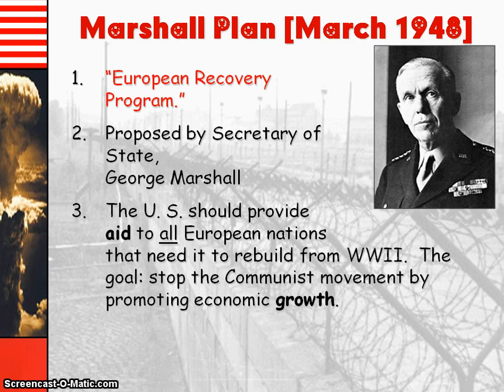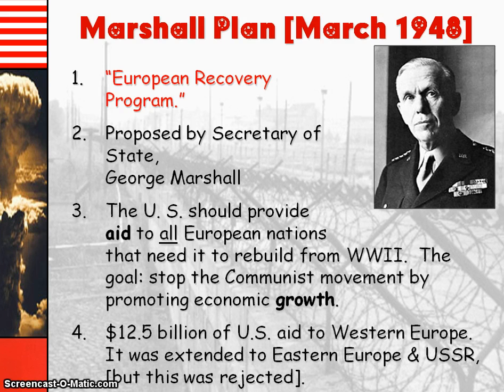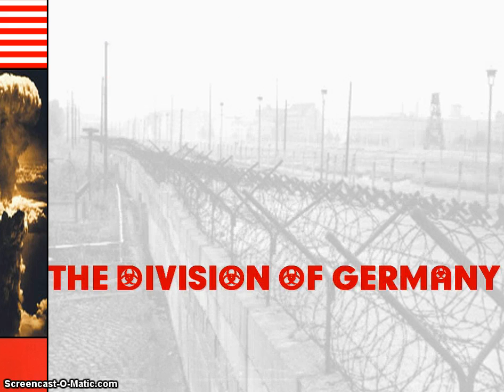So the U.S. is going to pledge about $12.5 billion to Western Europe in order to rebuild. Now the U.S. is also going to offer this to Eastern Europe and the Soviet Union, but Joseph Stalin is afraid of being put under control of the U.S., and so he rejects it.